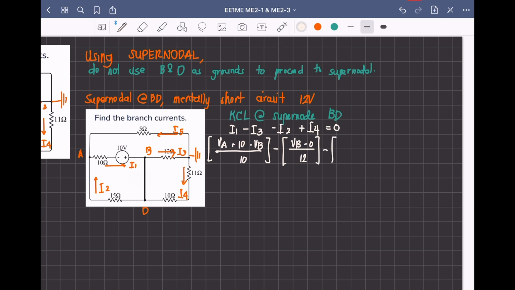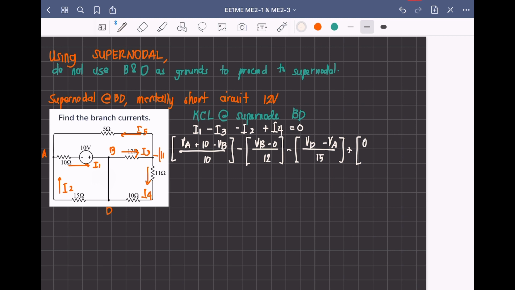minus I2. For I2, you have there from VD, papunta siya sa node A, diba? So VD minus VA all over 15 ohms plus I4. For I4, galing siya sa ground. So you have there 0 minus papuntang D all over the sum of the resistances again, which is 21. And then we're done with the left side of the equation. You can now equate this to the right side, which is 0.